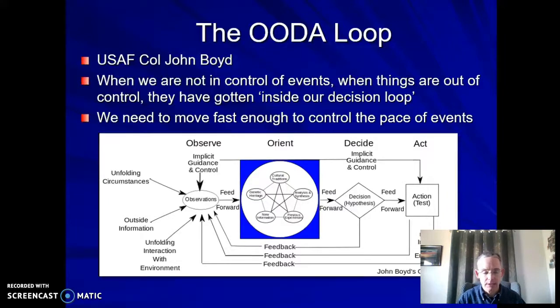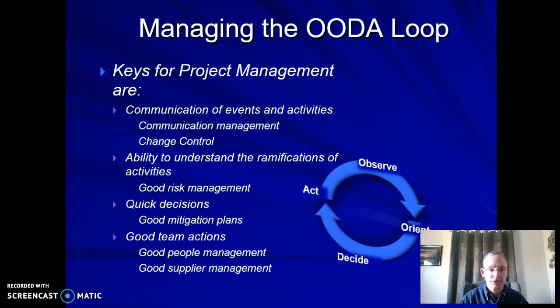In the OODA loop here, I put a little description. This is basically the process by which you go through when you're managing the schedule. When you're not in control of events, events are going to be in control of you. Basically, it gets inside your own decision loop, and you can't react quick enough to keep these cascading problems from happening. So move fast enough to keep control of the pace of events. Keep your schedule in line, understand what's going on, and manage that OODA loop.